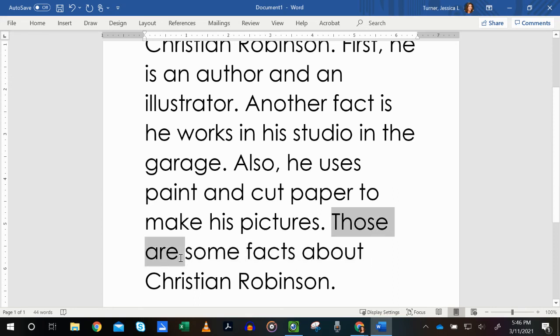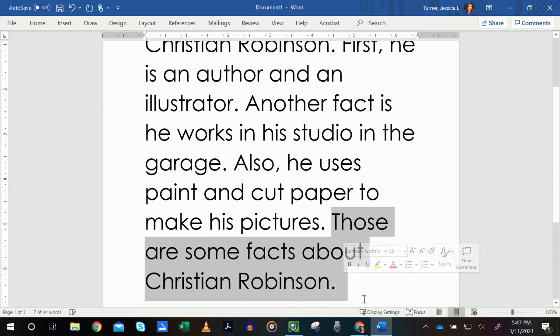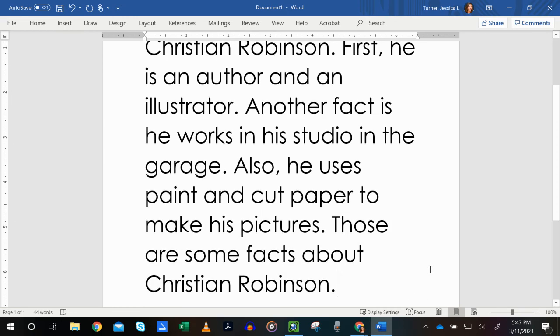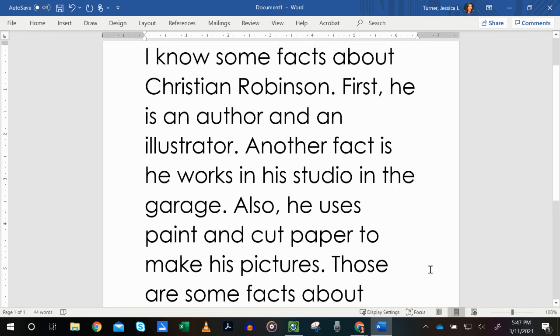Those are some facts about Christian Robinson. It makes sense. We have the capital, we have the period, we capitalized his name, we put spaces between our words. I feel good about that. Let's read the whole thing and make sure we have everything we need.